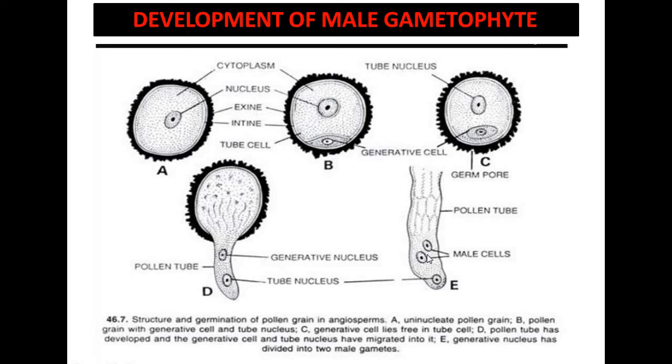That's why this stage, this process, this phenomenon is known as development of male gametophyte. So this is the process of male gametophyte development. Two male gametes are produced. Now these two male gametes are responsible to fertilize the female reproductive cells which will be present inside the carpel, that we will discuss in the next lecture.